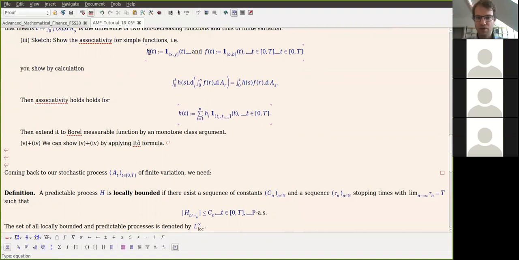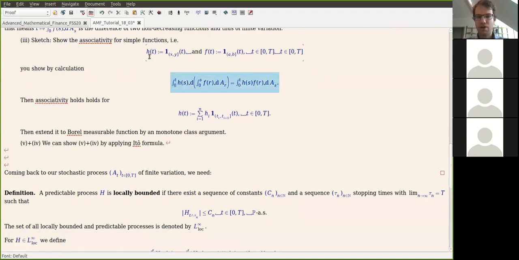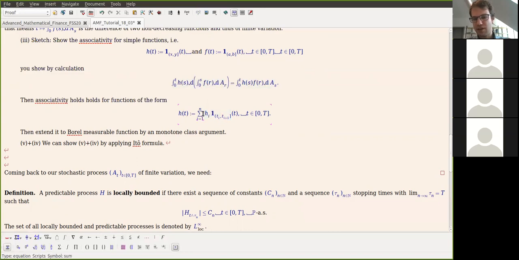So if you know you have the associativity for the simple step function, you consider functions of the form that you have basically a step function. These are just some constants, dhn. And then you apply, you know the associativity holds for this function, so you have it also for such functions h and f. And then these functions are basically dense.